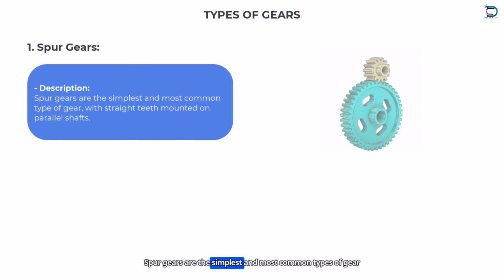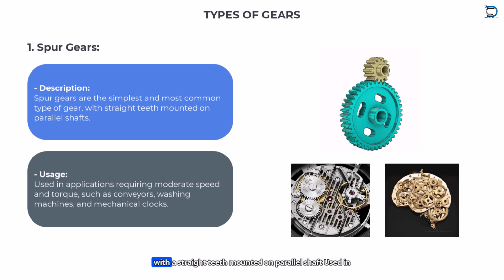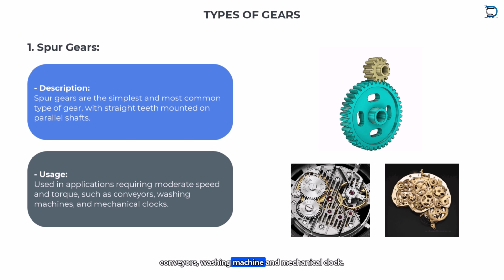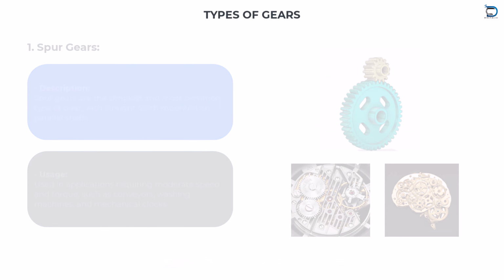Spur gear. Spur gears are the simplest and most common types of gear, with straight teeth mounted on parallel shafts. Uses: used in applications requiring moderate speed and torque, such as conveyors, washing machines, and mechanical clocks.